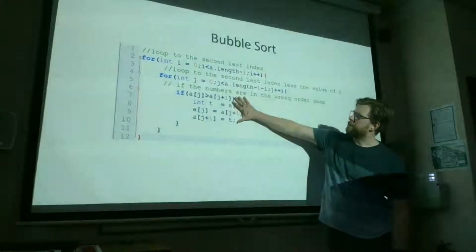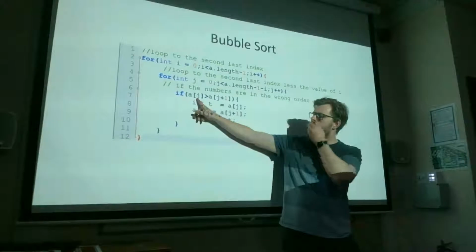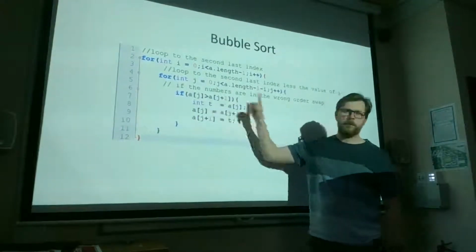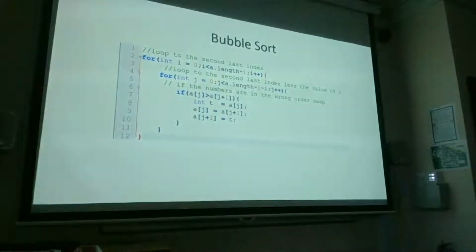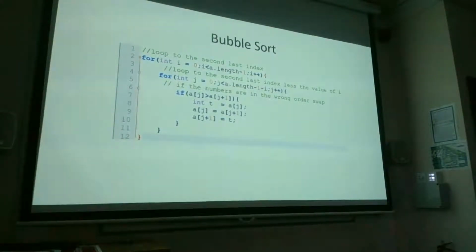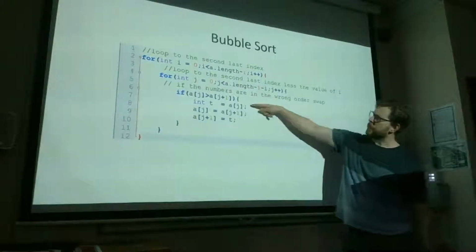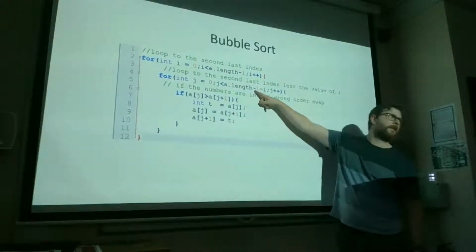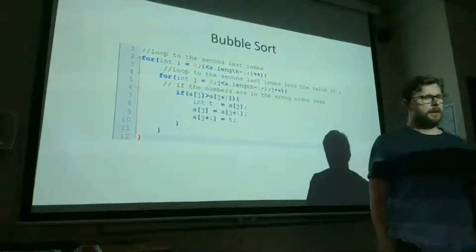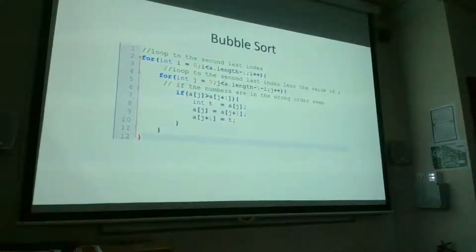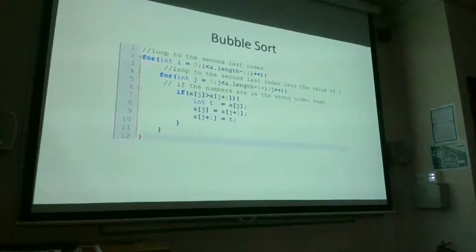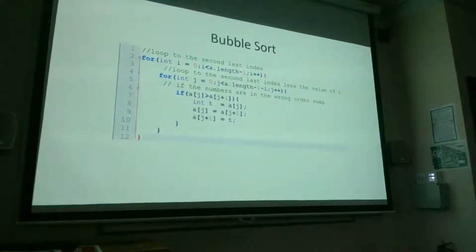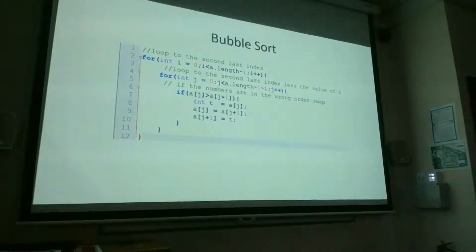And then here's our check. If the value at j is bigger than the value at j plus 1, so if the number on the left-hand side is larger than the number on the right-hand side, swap them. If the number on the right-hand side is larger than the number on the left-hand side, do nothing. Just move on to the next pair. And you can see here, our swap function is inside the inner loop. So, selection sort, our swap function is after the inner loop. Bubble sort, our swap function is inside the inner loop.